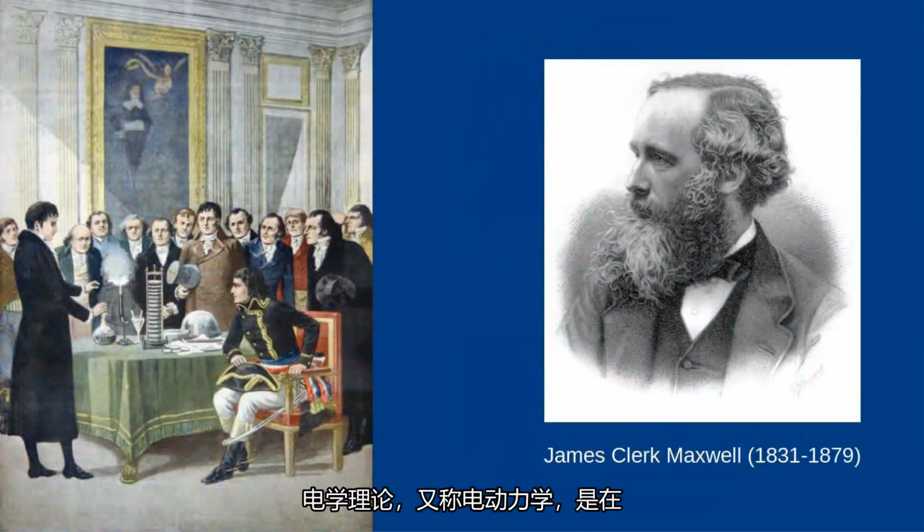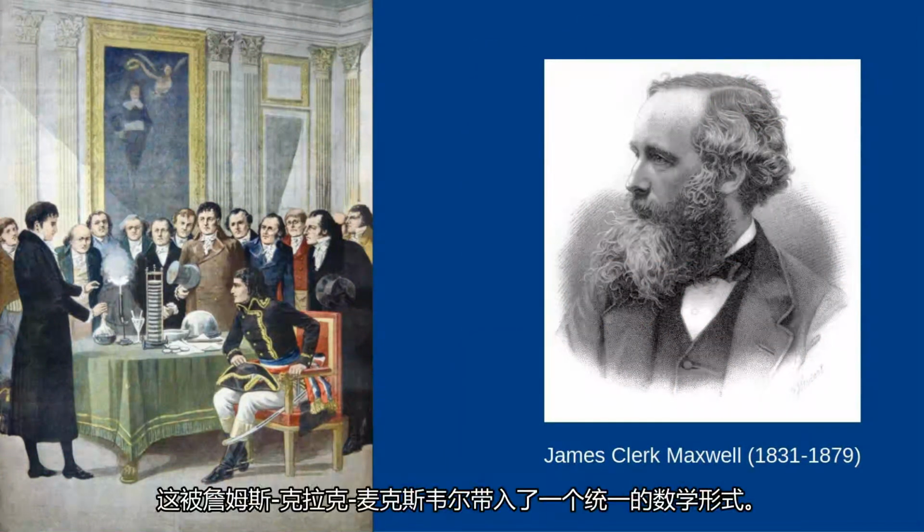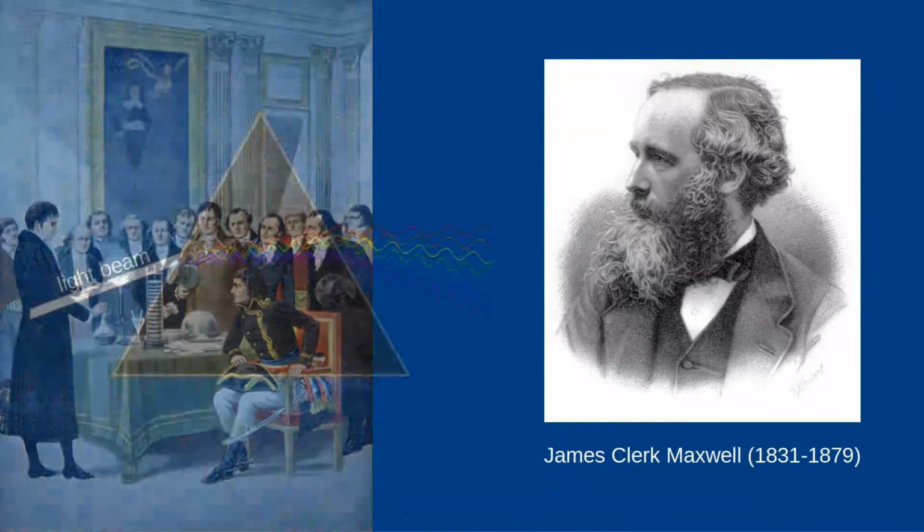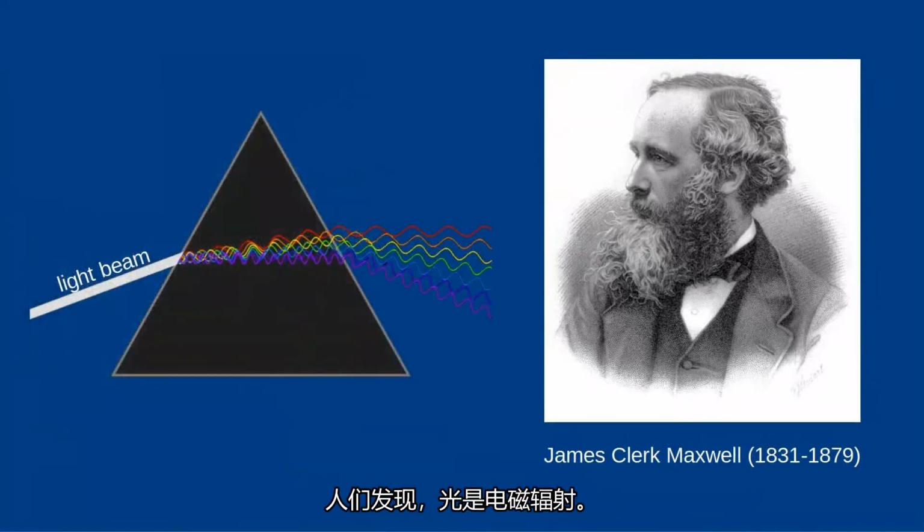The theory of electricity, also known as electrodynamics, was developed in the 19th century. This was brought into a uniform mathematical form by James Clerk Maxwell. They are called Maxwell's equations. It was found that light is electromagnetic radiation. However, this led to difficulties with Newton's equations of motion. Because Maxwell's work showed that the speed of light is the same in all frames of reference as long as these frames are not accelerated against each other.